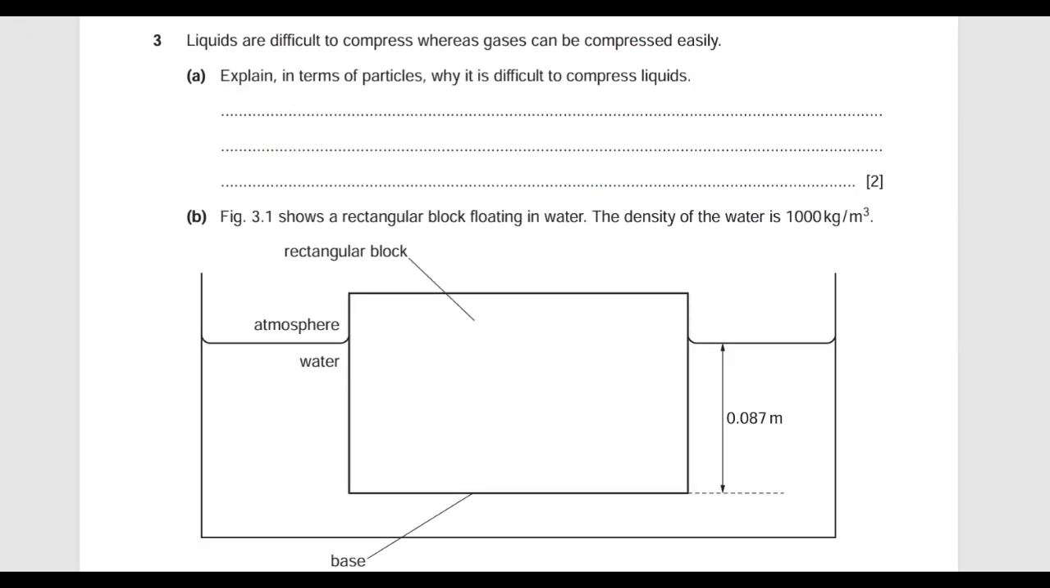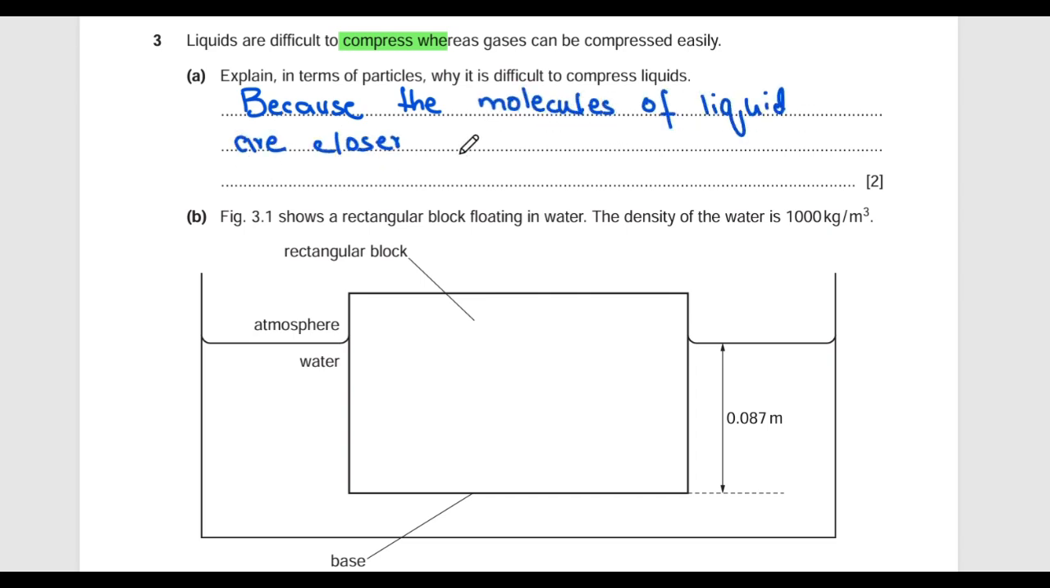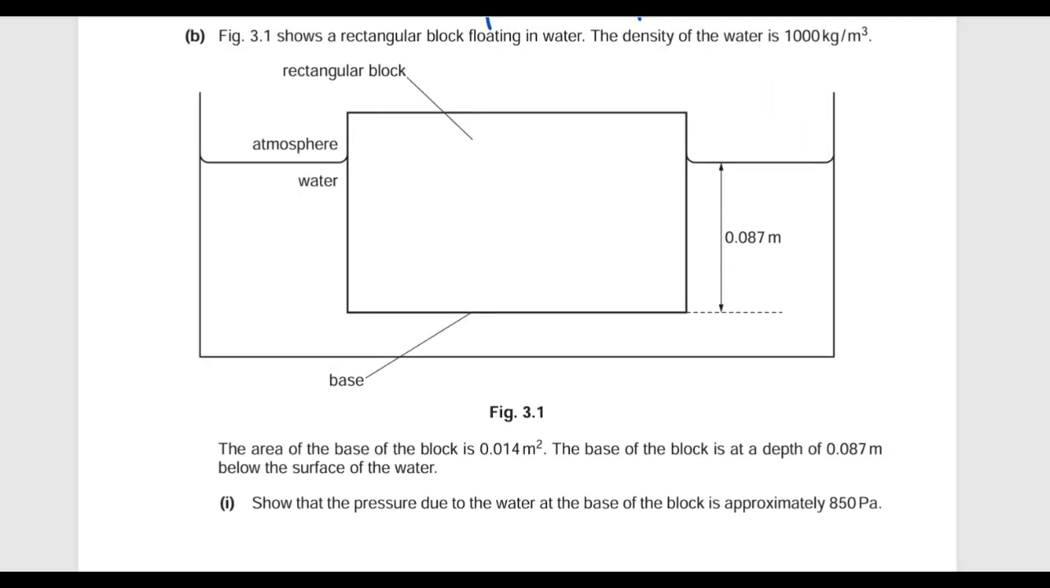Question number 3 says liquids are difficult to compress, whereas gases are easily compressible. Explain in terms of particles why it is difficult to compress liquids. So the molecules of liquids are closer as compared to the molecules of gases. That's why liquid is harder to compress rather than gases. They are very easily compressed.